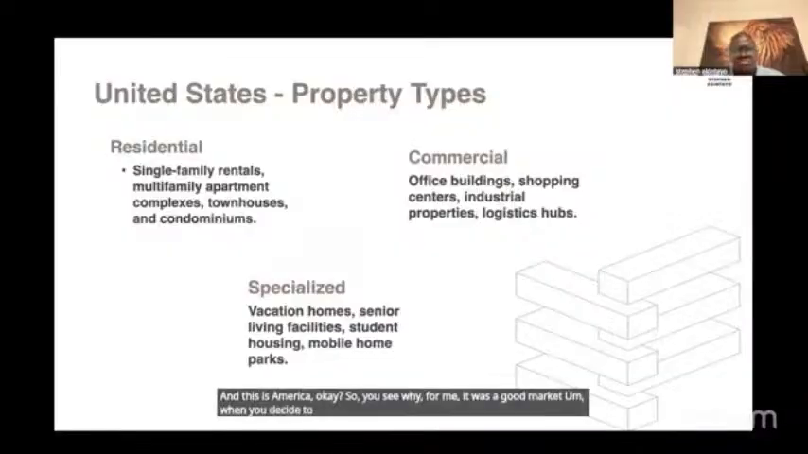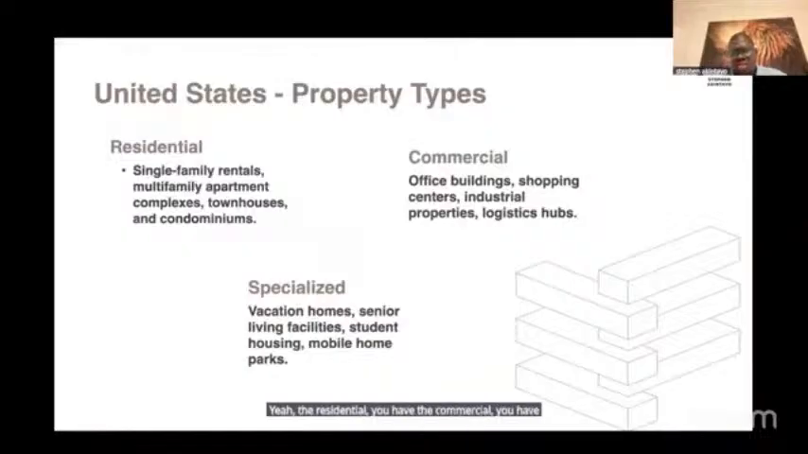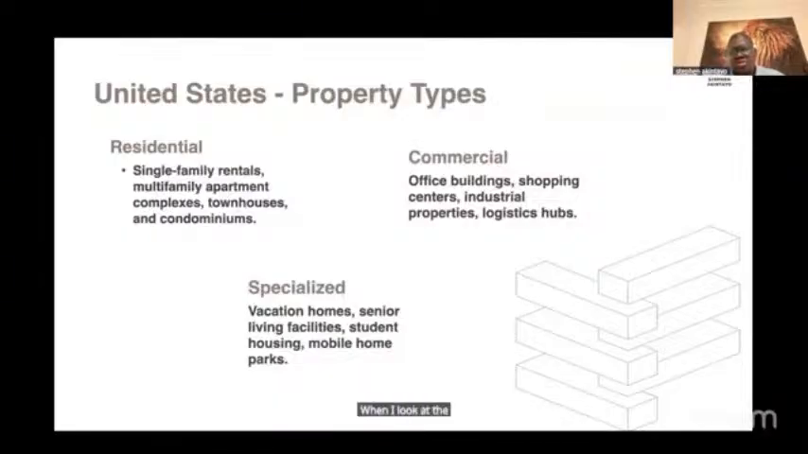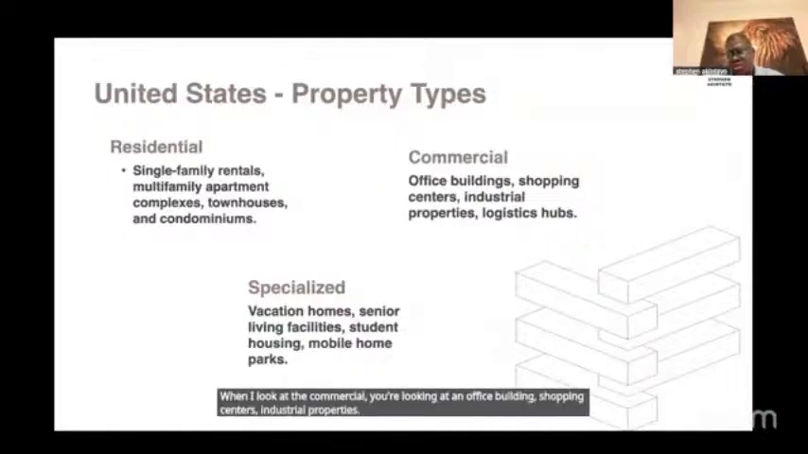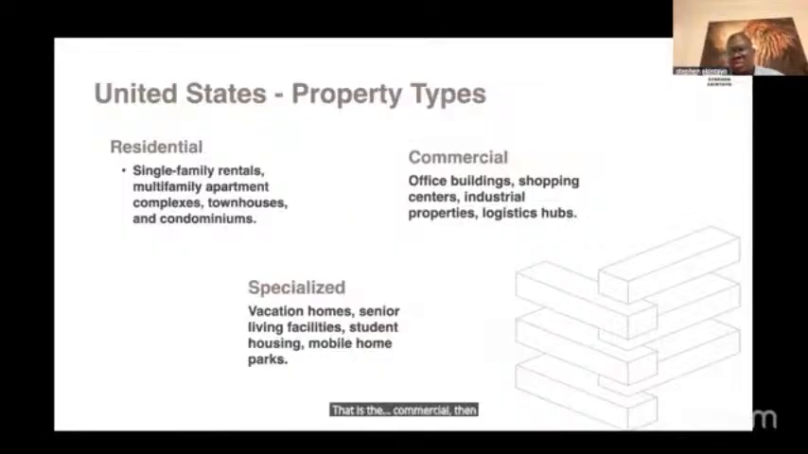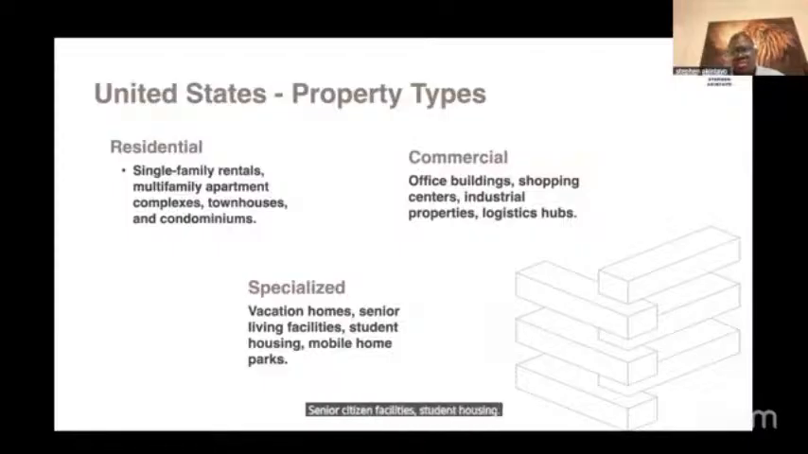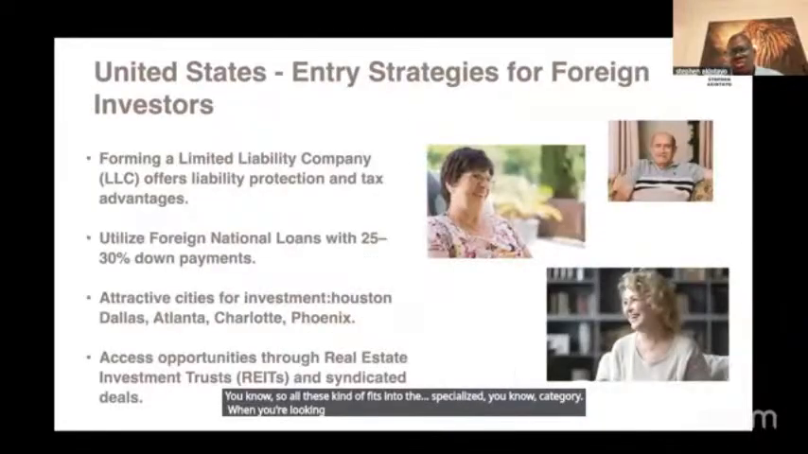When you look at the various types of real estate, generally there are about three of them. You have the residential, the commercial, and the specialized. The residential, you're looking at single family, rental, multifamily apartments, townhouses, condominiums. That is the market that focuses on the residential. When you look at the commercial, you're looking at office buildings, shopping centers, industrial properties, logistics hubs. Then you have the specialized types of real estate here in the US: vacation homes, senior citizen facilities, student housing, mobile home parks. All these fit into the specialized category.